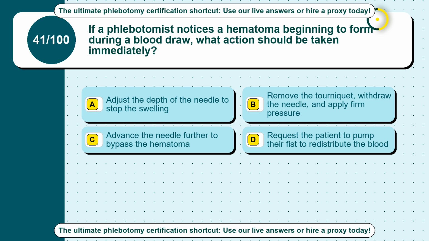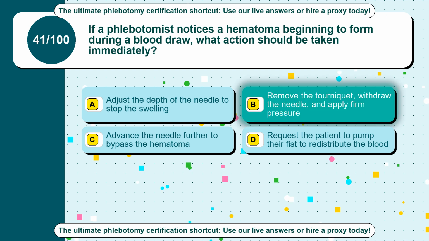Remove the tourniquet, withdraw the needle, and apply firm pressure. Option C. Advance the needle further to bypass the hematoma. Option D. Request the patient to pump their fist to redistribute the blood. The correct answer is option B. Remove the tourniquet, withdraw the needle, and apply firm pressure.